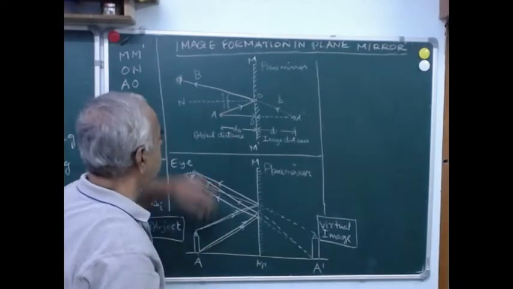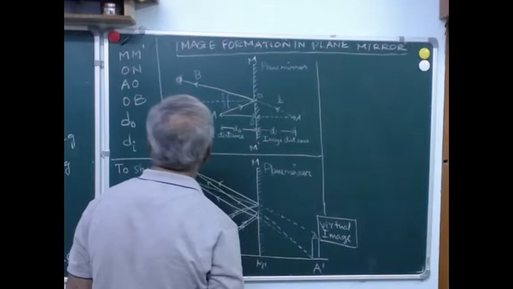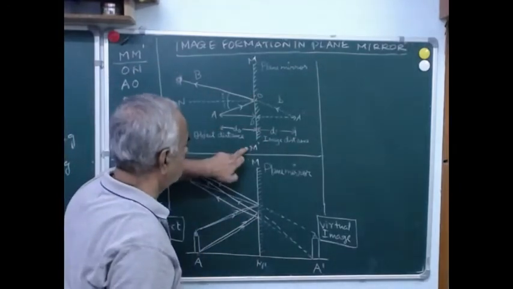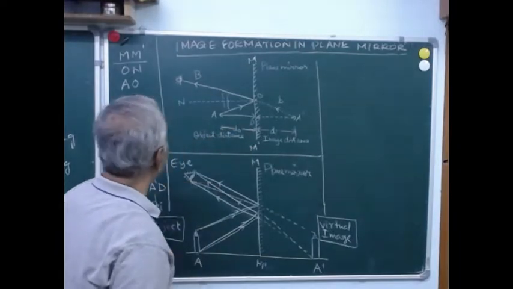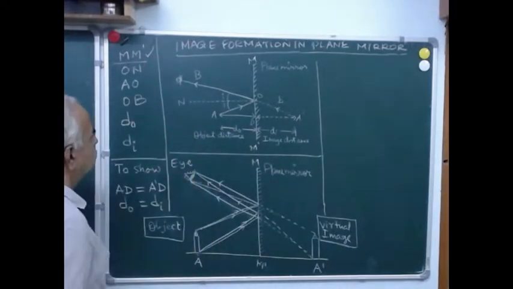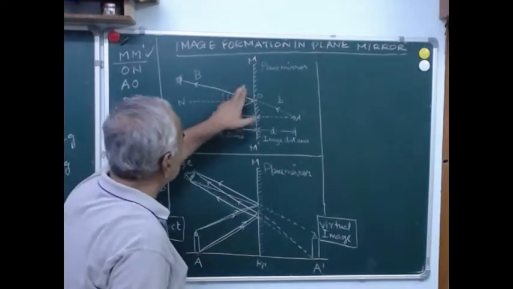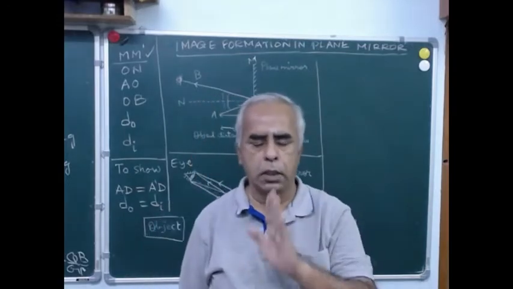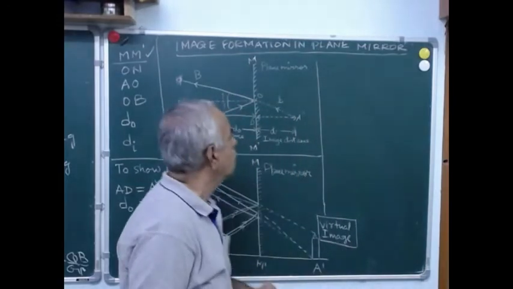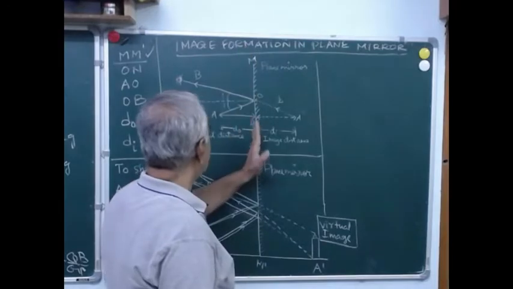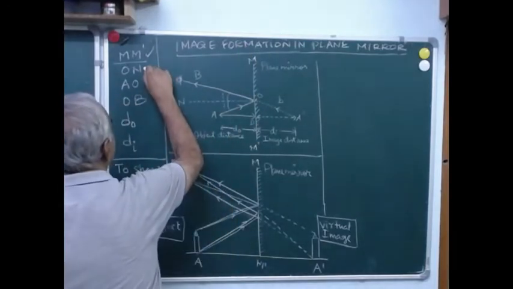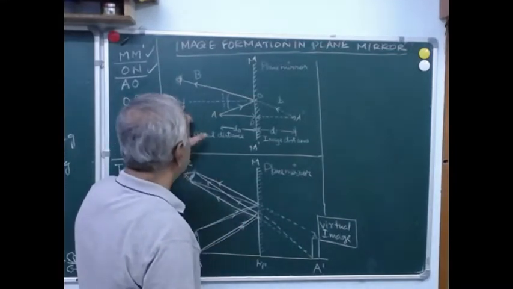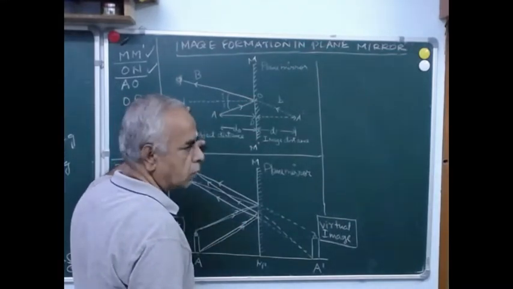Let us consider such a mirror M dash. So M dash is the mirror. Are you able to follow? Then you have the normal. Normal is nothing but the perpendicular line. It is a hypothetical perpendicular line drawn to the surface of the mirror. So that is ON. ON is the normal.